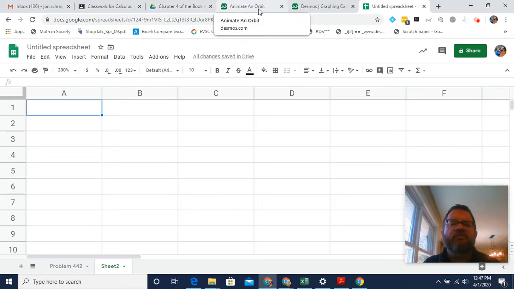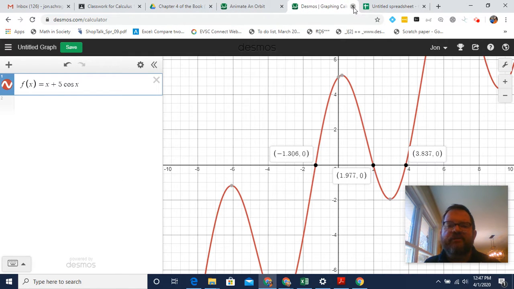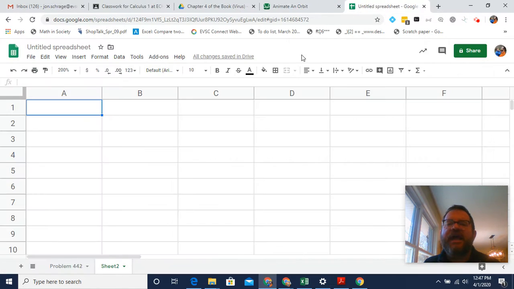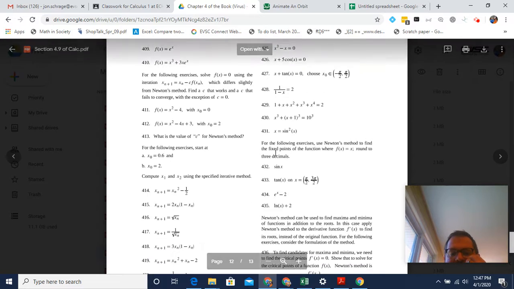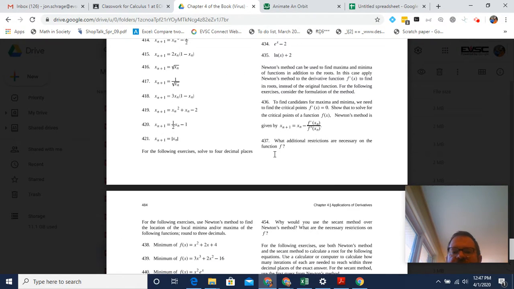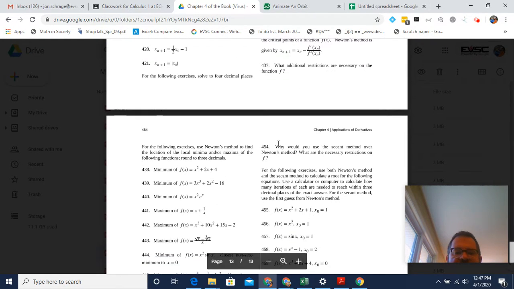Let's see if we can find another one of those here. That's the only one I actually had made for you in advance. But let's take a look at the problems here. I'm going to come back to that. Let's take a look over here. Here it is about finding the maxima and minima of these functions. 442 is the one I did in the earlier video. Well, how about this one, number 440?